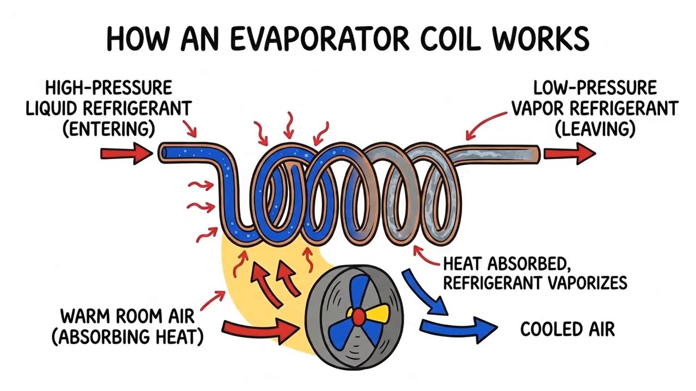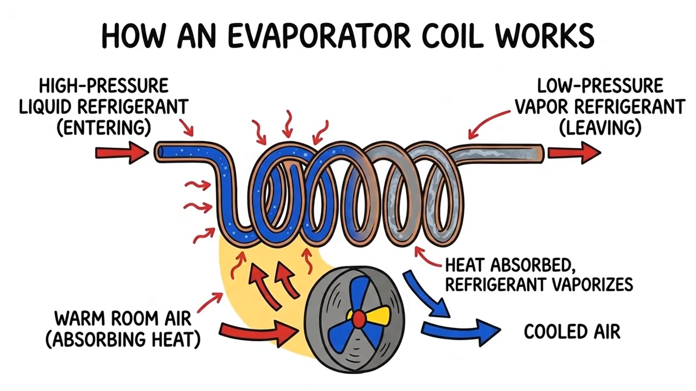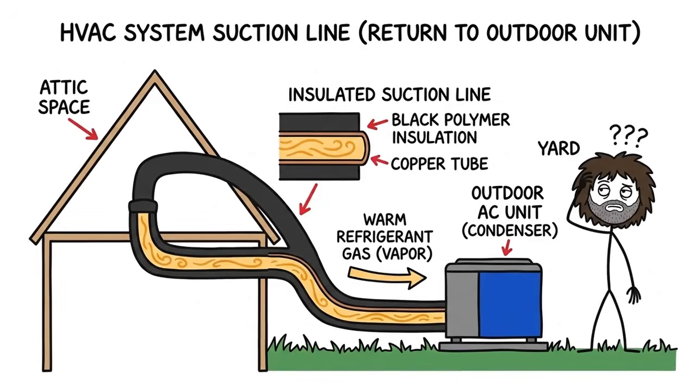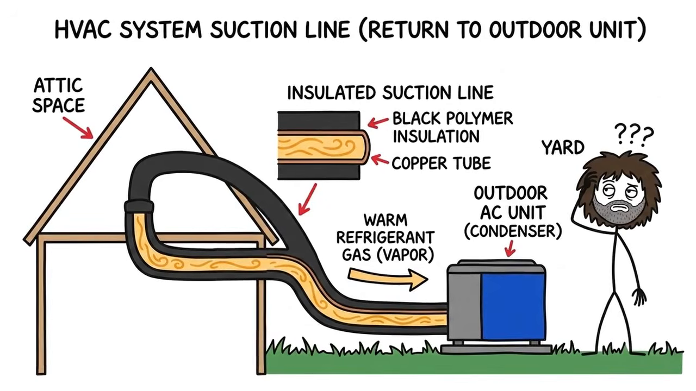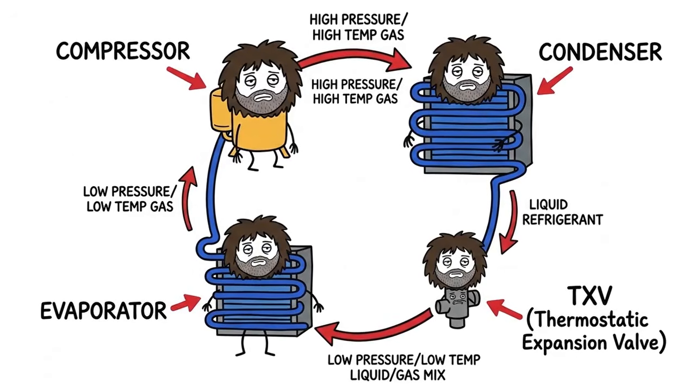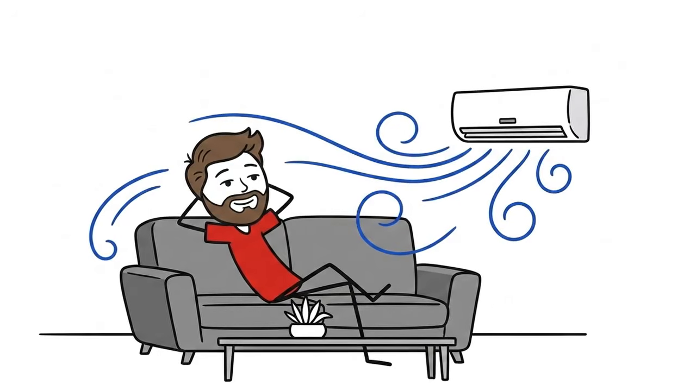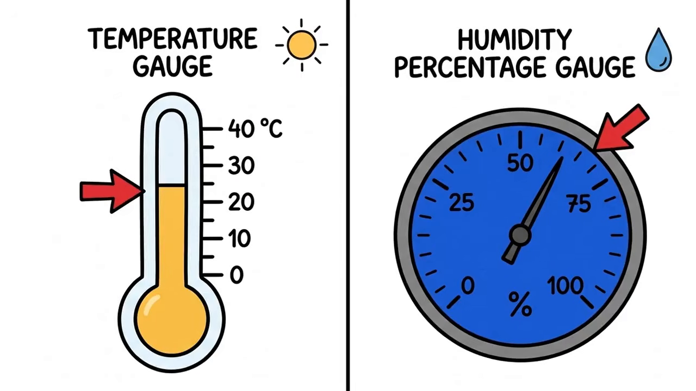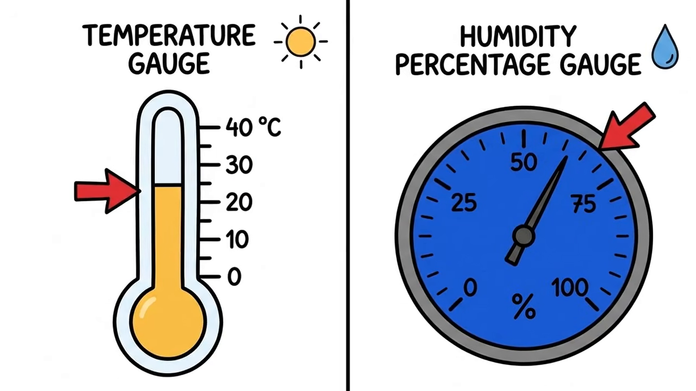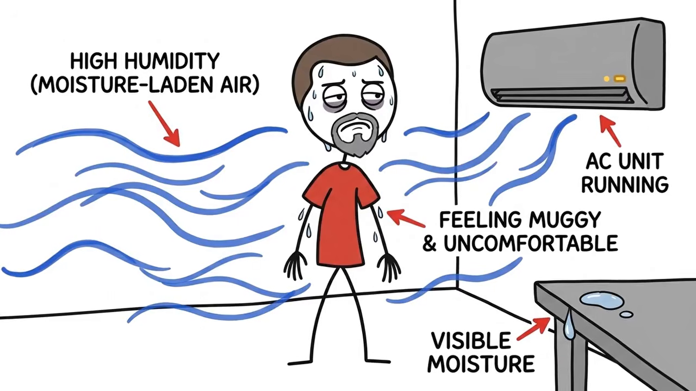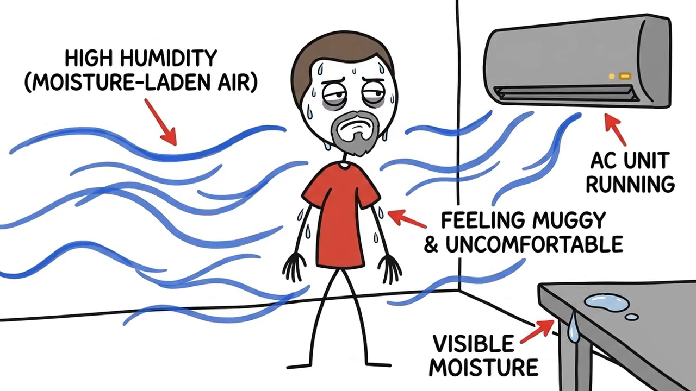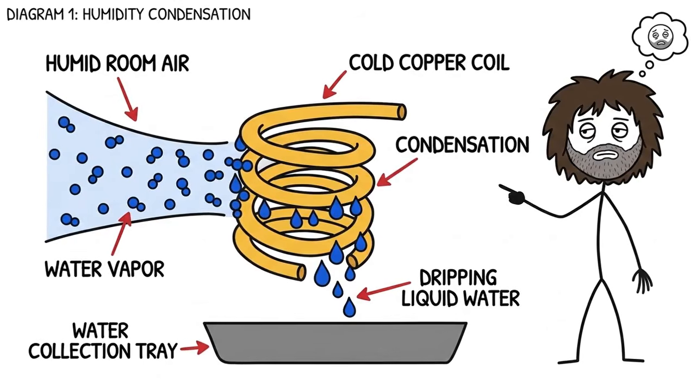This liquid refrigerant leaves the outdoor unit through a small insulated copper pipe called the liquid line. Now, we have high-pressure, warm liquid refrigerant traveling out of the yard and heading into the house toward the indoor unit. Before this warm liquid refrigerant can absorb more heat, its temperature and pressure must be drastically reduced. To achieve this, the liquid refrigerant passes through a metering device known as the thermostatic expansion valve, or TXV.